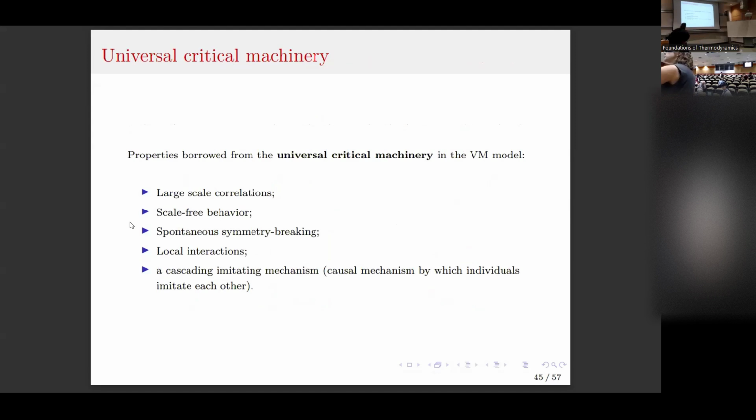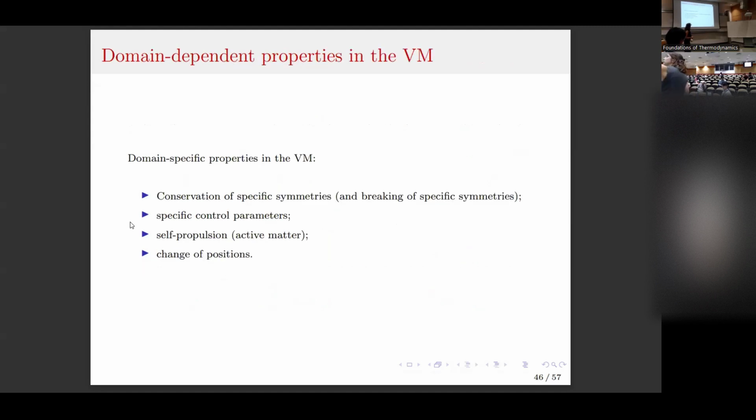The properties that belong to the universal critical machinery are the ones that I mentioned before, including this cascading imitating mechanism and long-range correlations. And the properties that are domain-specific are self-propulsion, specific type of symmetries that are broken, specific control parameters, change of positions, etc.